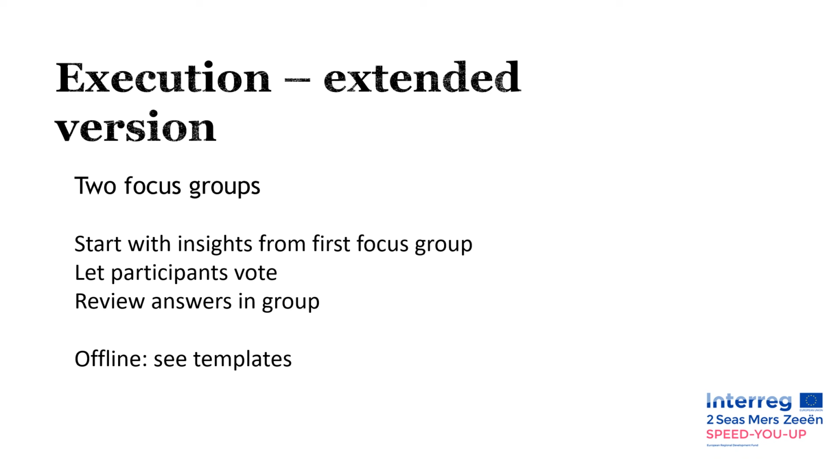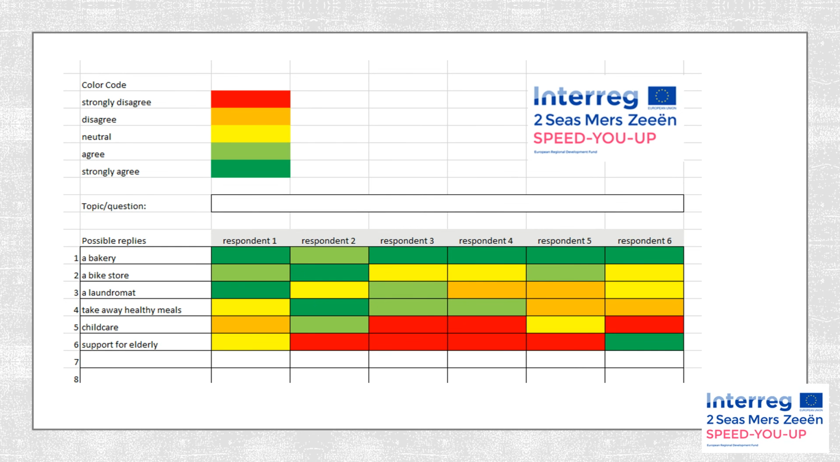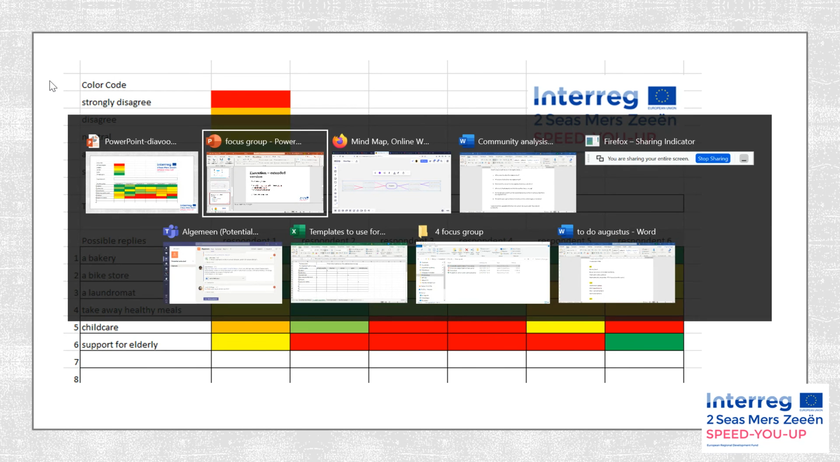You can use the offline version, and then we have some templates that you can use for that, or you can use the online version, and then you can use Mentimeter, which is also a free tool. This is the offline version. You will find templates to do that on the Speed You Up website.